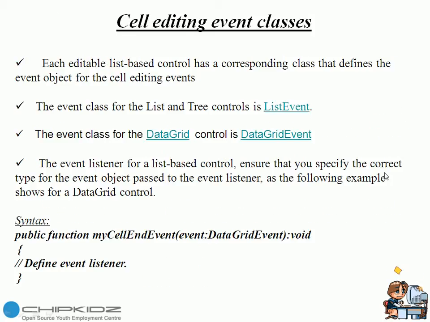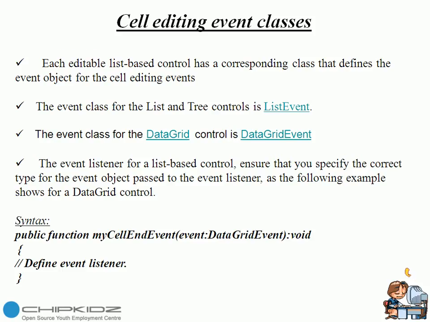Cell editing event classes. Each editable list-based control has a corresponding class that defines the event object for the cell editing events. The event class for the List and the Tree control is ListEvent. The event class for the DataGrid control is DataGridEvent.